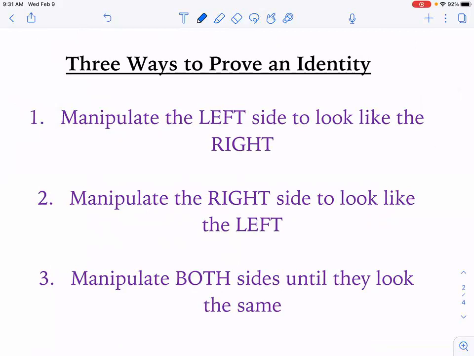Okay. You cannot move anything across the equal sign. When I say manipulate, I mean use trig identities, use algebra. But whatever's on the right stays on the right. Whatever's on the left stays on the left. But we manipulate with algebra or identities until both sides are equal. And then we're done. It's better than yesterday, not knowing when to stop.